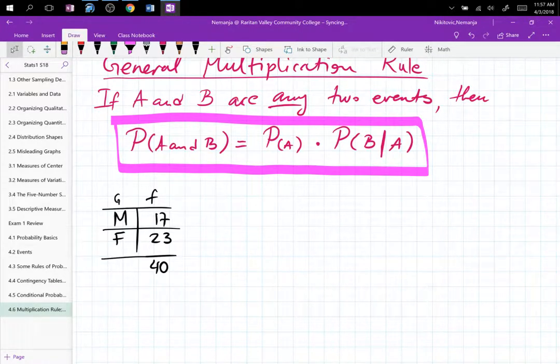So now it says two students are selected at random from the class. The first student selected is not returned to the class for a possible reselection. So this is the part where we go without replacement. Find the probability that the first student selected is female and the second one is male. So this is what we are looking for.